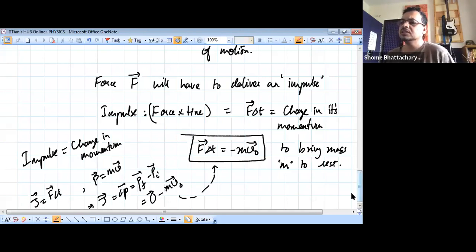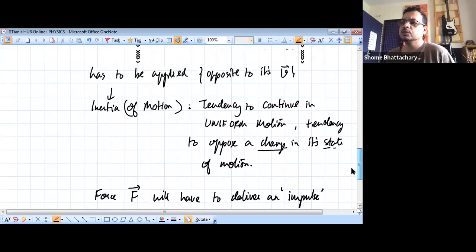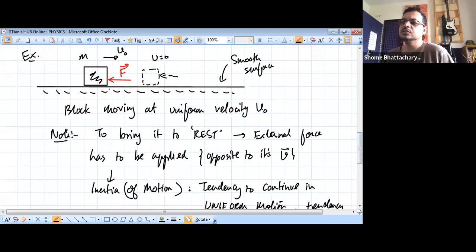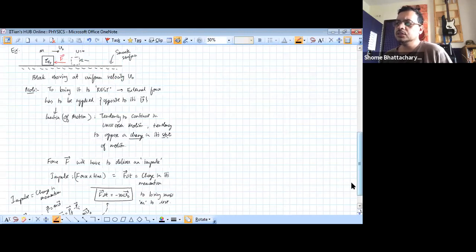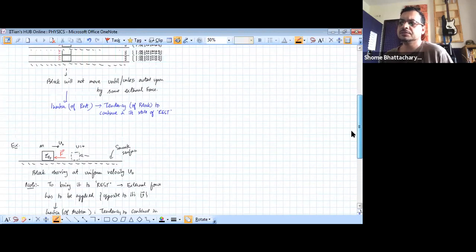But the whole point here is that the inertia that the body possesses in this case is what we call the inertia of motion. It has a tendency to continue in its state of uniform motion until and unless acted upon by an external force, which is delivering some impulse to it in order to change that momentum. So through these two examples, you understand what we actually mean by this property of inertia.